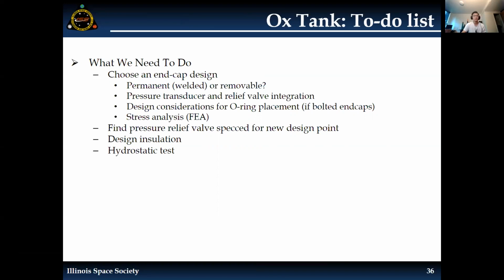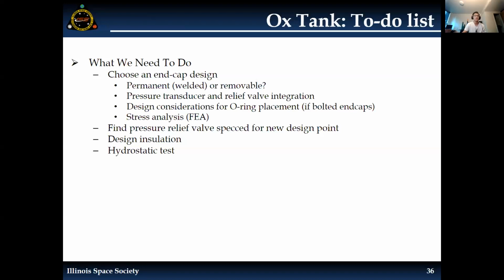The next thing that we have to do is find a new pressure relief valve spec'd for our new design point. So this isn't actually the first iteration of the oxidizer tank, which is why we have a pressure relief valve that's not within spec currently.